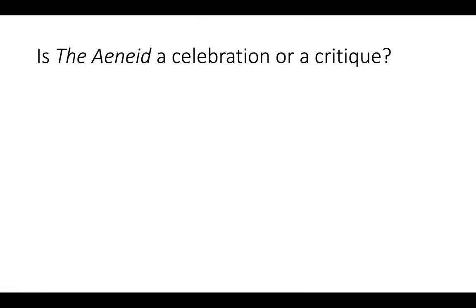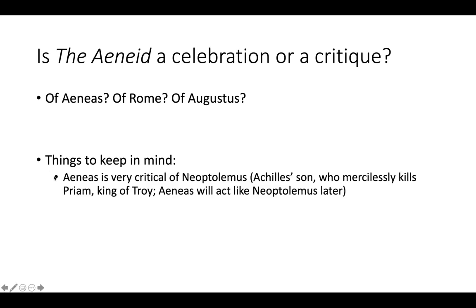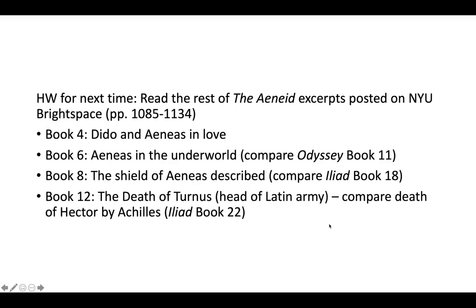So here's the question. As you continue reading, think about this. Is the Aeneid a celebration or critique of Aeneas, of Rome, of Augustus? In some ways it very much is a celebration, and in some ways it critiques. Things to keep in mind. So just to repeat what I said before, Aeneas is very critical of Neoptolemus or Pyrrhus, Achilles' son, who mercilessly kills Priam, king of Troy. Aeneas will act like Neoptolemus, Pyrrhus later. Aeneas is very critical of Helen, the wife of Menelaus, who leaves Menelaus for Paris and starts the Trojan War. Aeneas will very much act like Helen later too. Okay, so keep those things in mind.